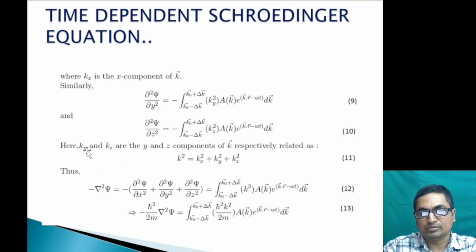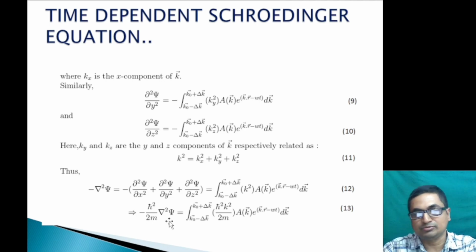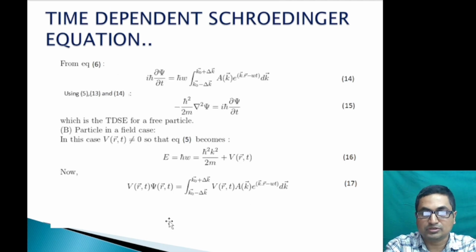We also remember that kx, ky, kz are the x, y, z components respectively, and for the total vector, k square equals kx square plus ky square plus kz square. So if we add all these double differentiations, it will be nothing but minus nabla square psi. So minus nabla square psi is equal to this quantity, and adding up with the help of 8, 9, 10 we get this, because kx square plus ky square plus kz square equals k square, given by equation 11. So we are left with equation 12, and multiplying by h bar square by twice m, we get equation 13, that is h bar square k square by twice m times a(k) and this quantity. So equation 13 represents the double differentiation of psi with respect to space, considering all three components.